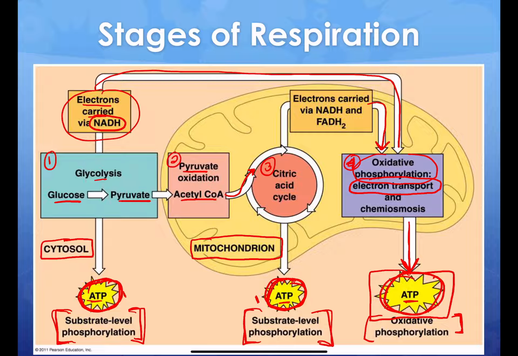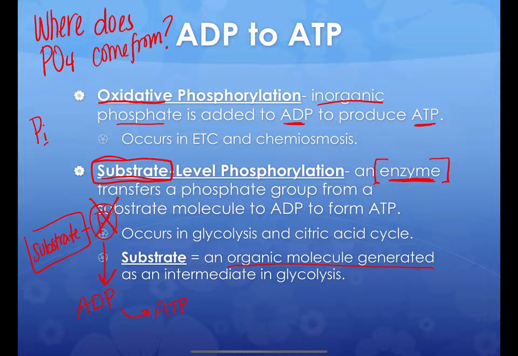Okay, you don't see that happen in pyruvate oxidation. There's no ATP formed there. That's why I said it's kind of a minor stepping stone. That's why in the worksheet it's called the link reaction, because it just takes us from glycolysis to the citric acid cycle, both of which make ATP. So that one doesn't. It's a minor reaction.